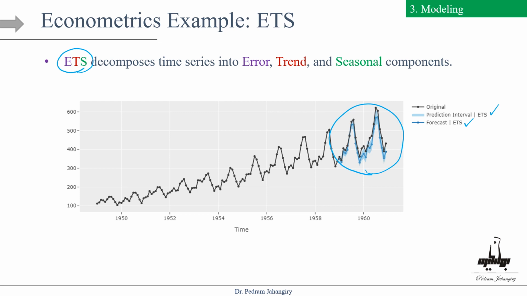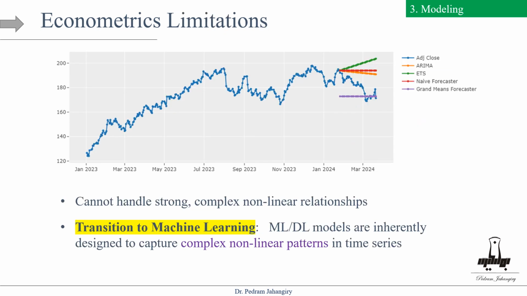And now let's look at the limitations of econometrics, why we should go beyond that. If we have a well-behaved data set, then ETS, ARIMA, and all the other classical models can shine compared to the benchmark. But if the data set is not well behaved, and in our course we're going to look into the most complex time series, like stock price, we will see that it's not simple. The classical models cannot handle this kind of strong, complex nonlinear relationship.